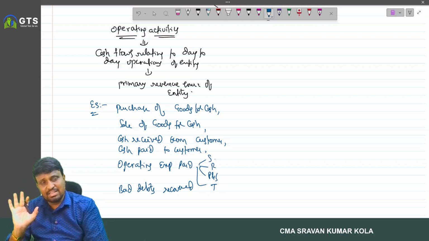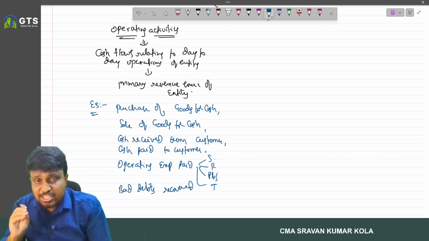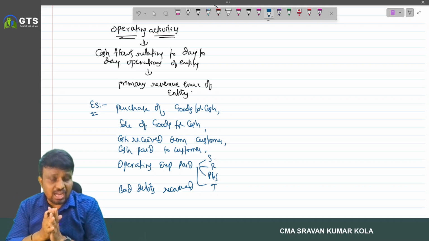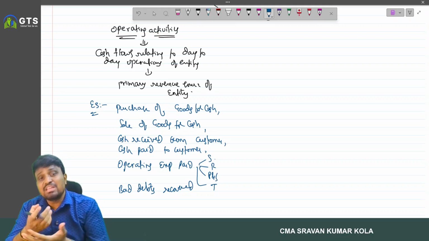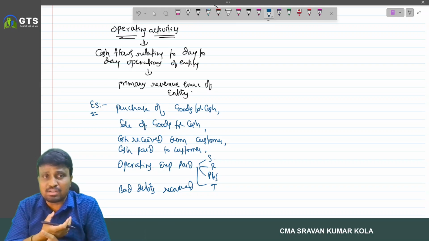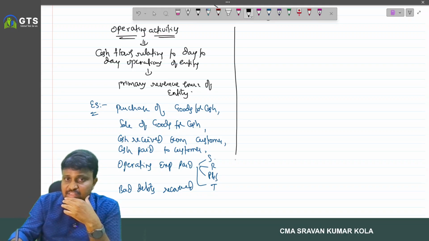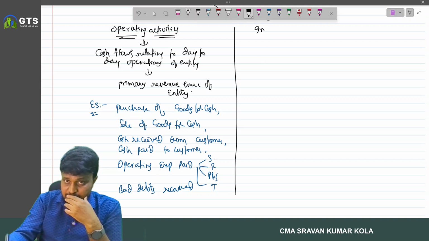So cash flows relating to the day-to-day operations of the entity, and which are relating to the primary revenue source of the entity, are covered under what? Operating activity.